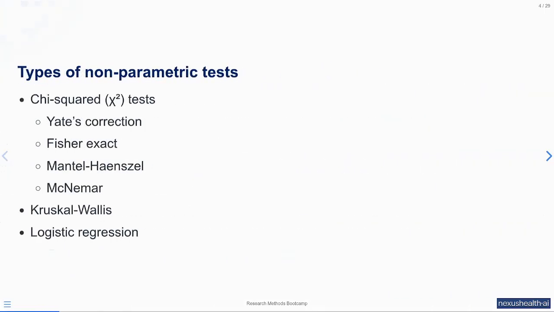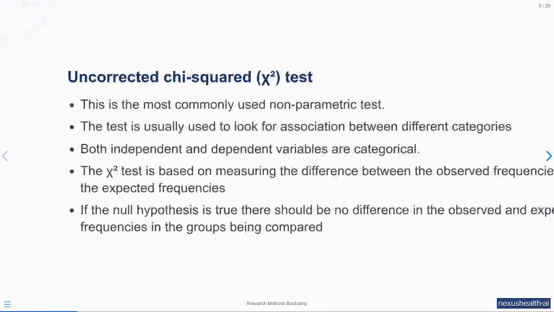What are the types of non-parametric tests we commonly encounter? We have the chi-square tests, which include the Yates corrected chi-square test, the Mantel-Haenszel chi-square, the McNemar chi-square, and the Fisher exact. We also have the Kruskal-Wallis test, which is the non-parametric version of the ANOVA test, and of course, the logistic regression, which we have encountered commonly and often used, is also a type of non-parametric test.